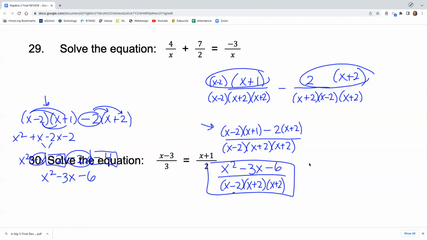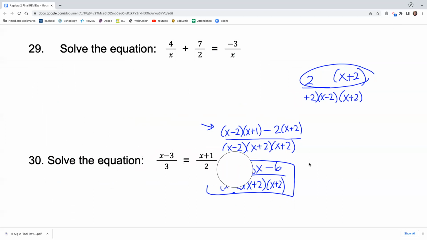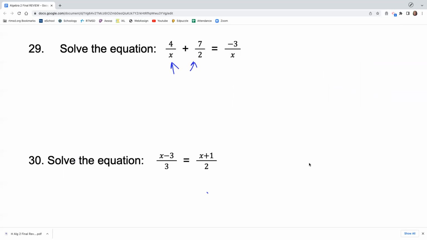Okay, solving equations with fractions. Your whole goal in solving an equation that has fractions is to get it to probably look like a proportion. That's one of the things you can do. In order to get this to look like a proportion, which is a single fraction equals another single fraction, we have to take these two fractions here and add them together. To add them together, they have to have the same denominator.